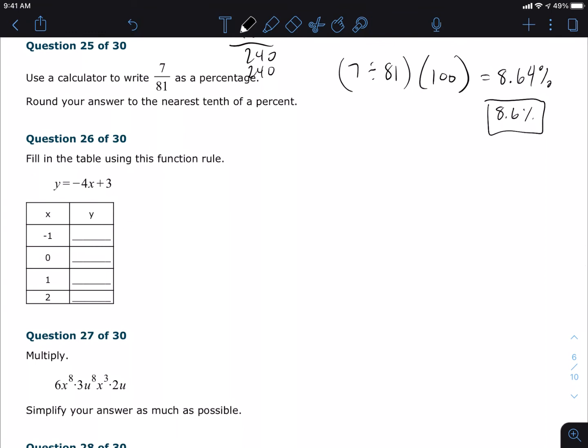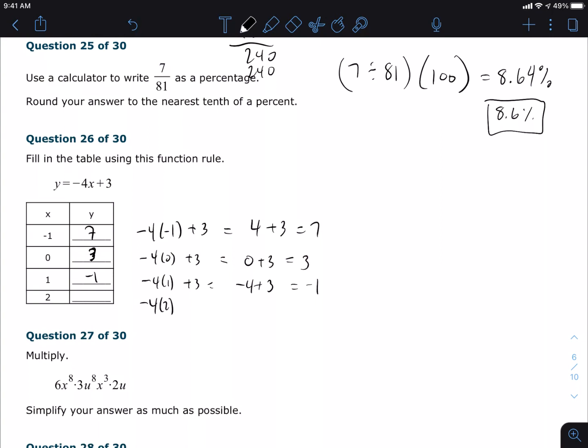All right, now it's asking us to fill in the table. So they're telling us that x is -1 in this first one. So I'm going to go -4 times -1 plus 3. That's going to be 4 plus 3, which is 7. And then -4 times 0 plus 3 is going to give me 0 plus 3, which is 3. -4 times 1 plus 3 is going to give me -4 plus 3, which gives me a -1. And then -4 times 2 plus 3 is -8 plus 3, which is -5.